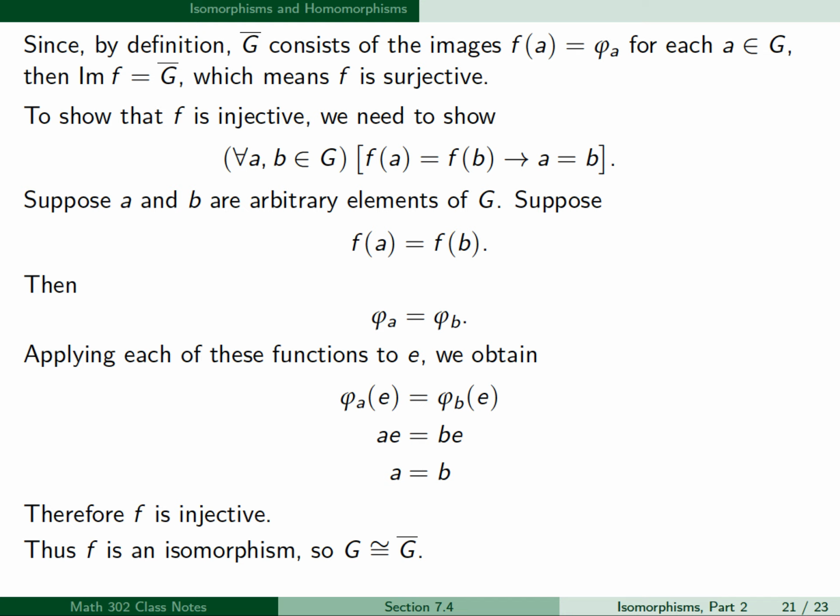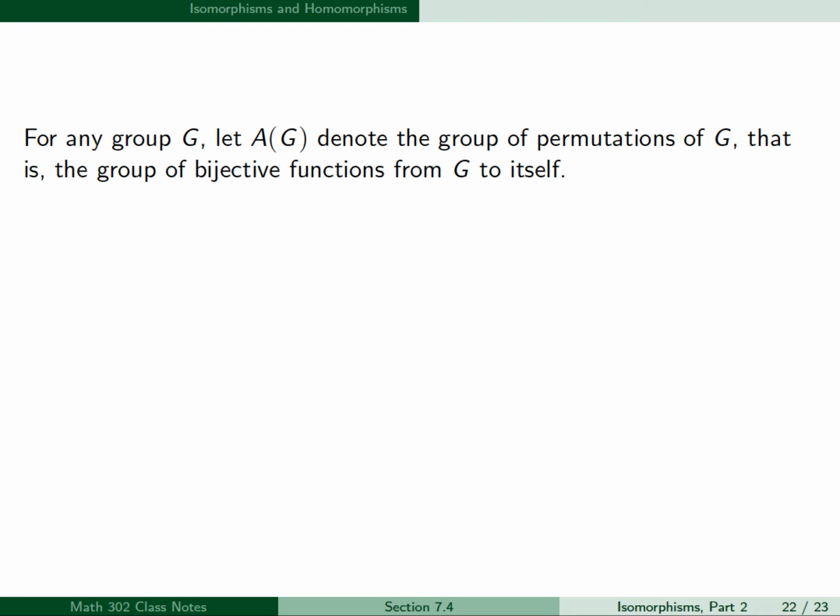So we've shown that there exists a group of permutations of G that G is isomorphic to. And this completes the proof of the theorem. Now for any group G, we can let A of G denote the group of permutations of G, that is, the group of bijective functions from G to itself. In the theorem, the group G bar that we've constructed is a subgroup of A of G.